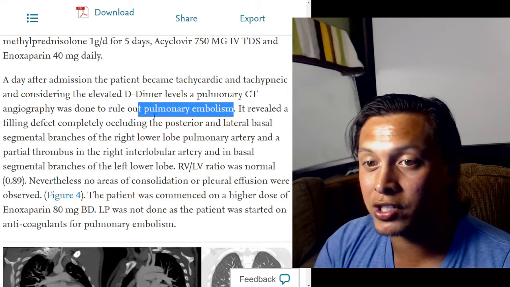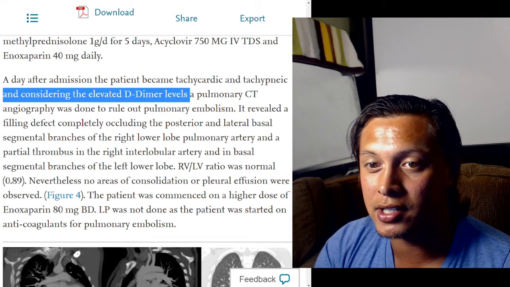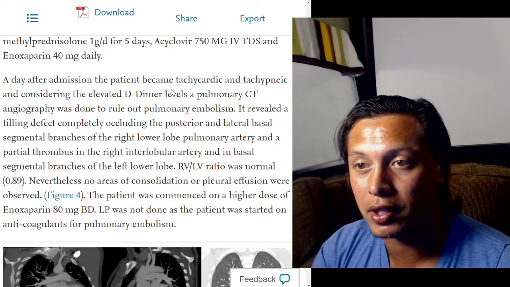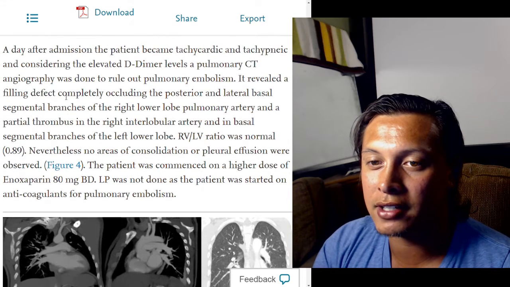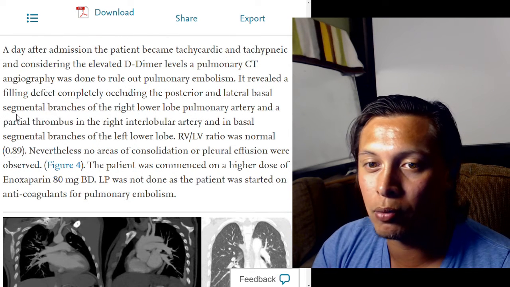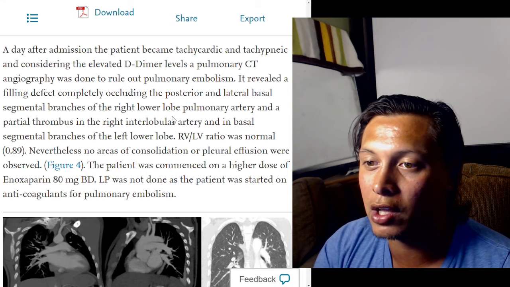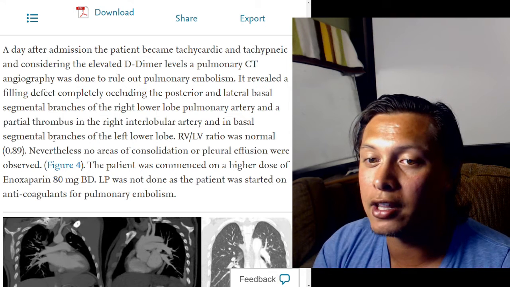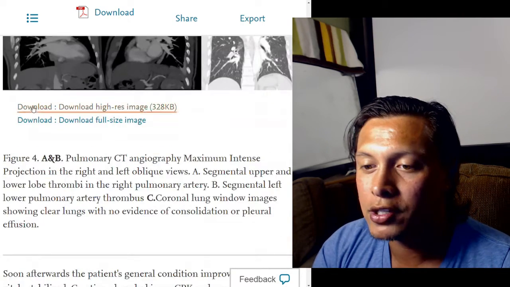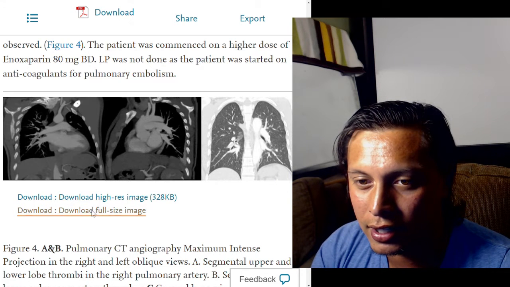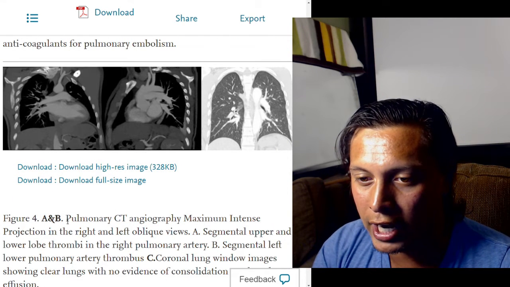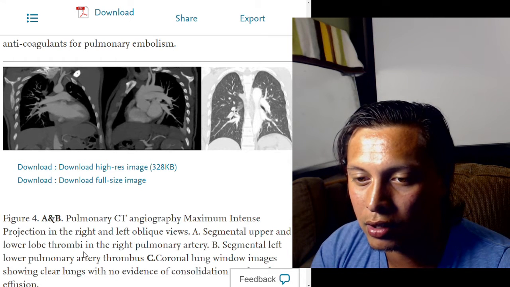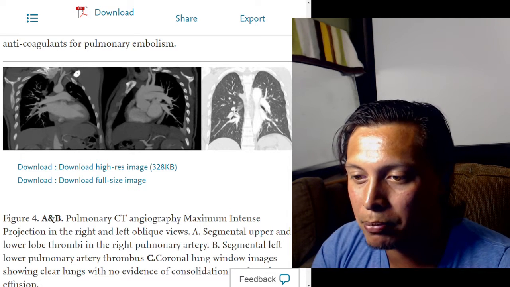So they were doing this pulmonary CT angiography to see whether or not there was a pulmonary embolism, and it revealed a filling defect completely occluding the posterior and lateral basal segmental branches of the right lower lobe pulmonary artery, and a partial thrombus in the right interlobular artery and in the basal segment branches on the lower left lobe. So I believe you can see that here. Figure 4 A and B, pulmonary CT angiography, maximum intensity projection, segmental upper and lower lobe thrombi in the right pulmonary artery.